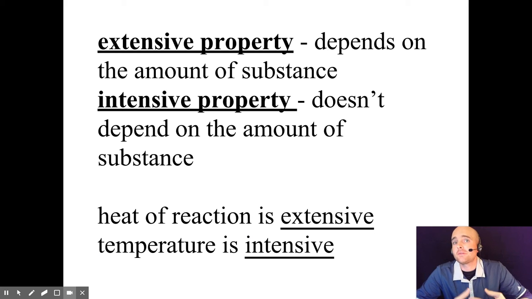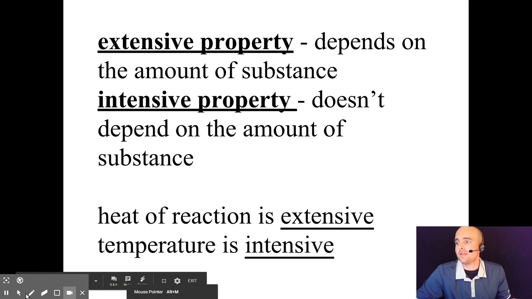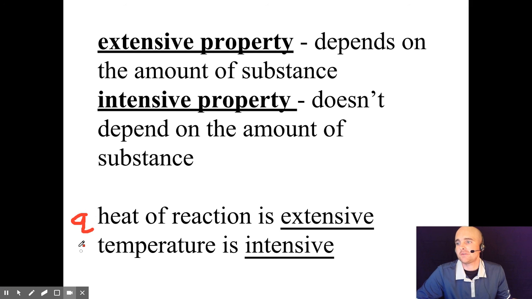So it's important to know the difference between an extensive property and an intensive property. An extensive property depends on the amount of substance, and an intensive property doesn't depend on the amount. So the heat of reaction is an extensive property, so that is my Q, and my delta T is going to be intensive. It does not depend on the amount of the substance that's present.